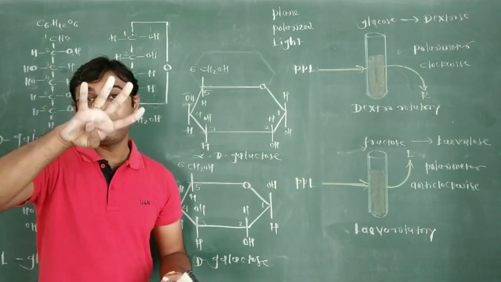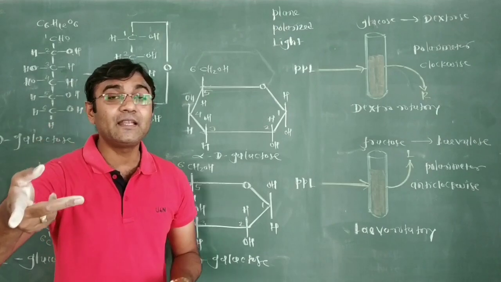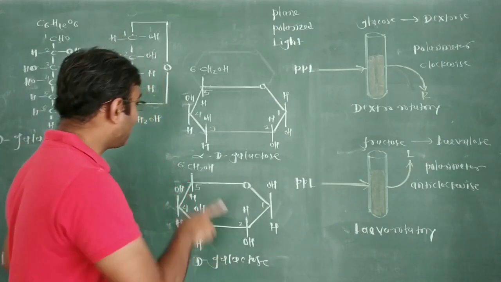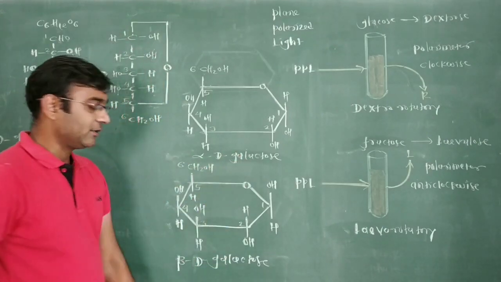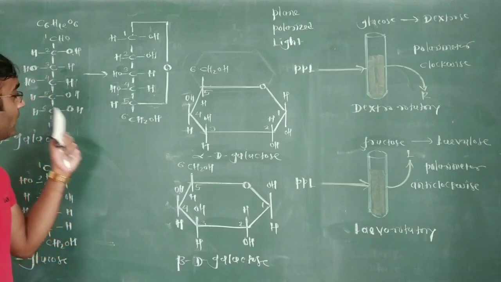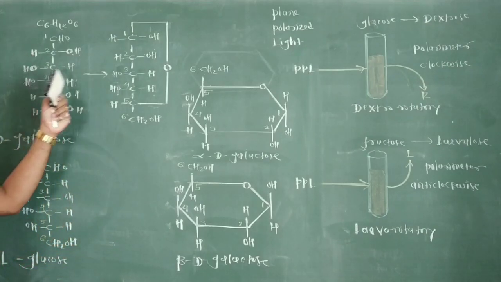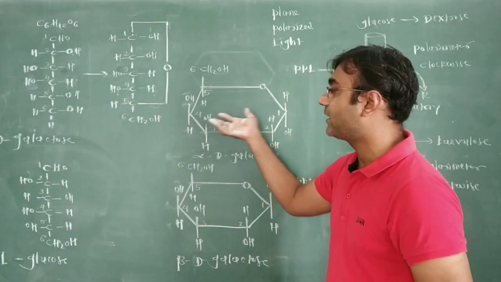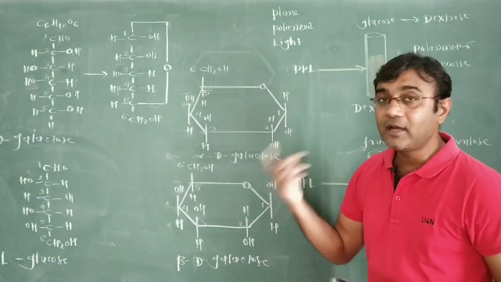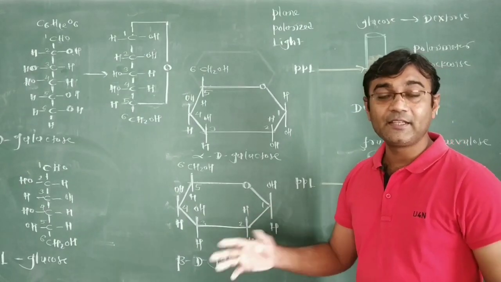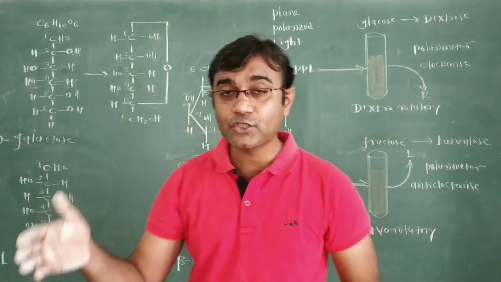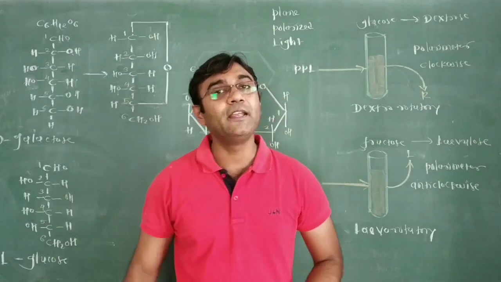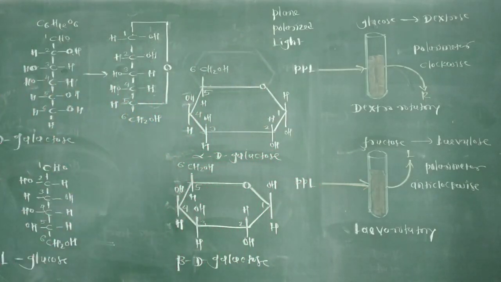So now we have four ring structures: alpha and beta D glucose, and now alpha and beta D galactose. You have to draw this structure a second time. I just change this directly on the board. Now the next structure we will write is fructose. Fructose linear structure, and how to convert it into the ring structure.